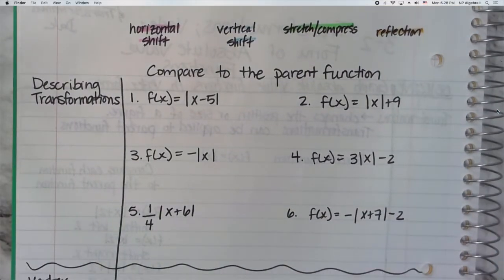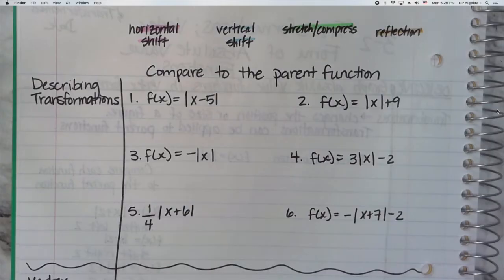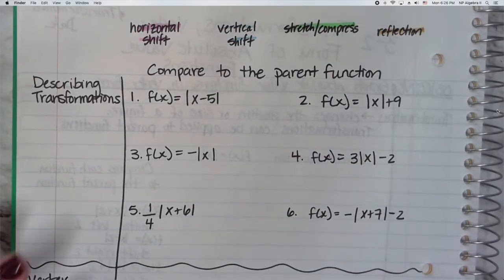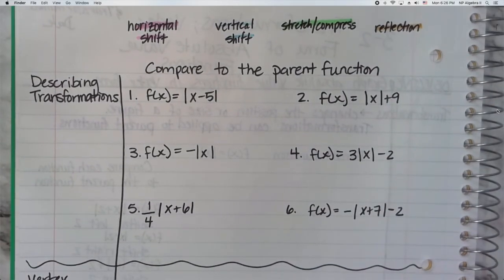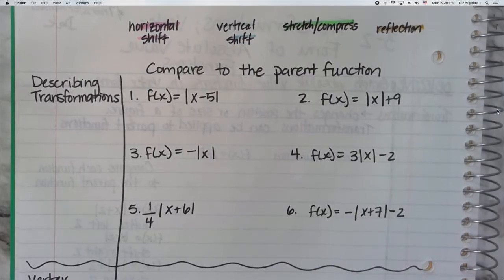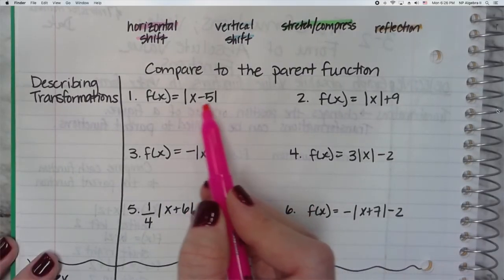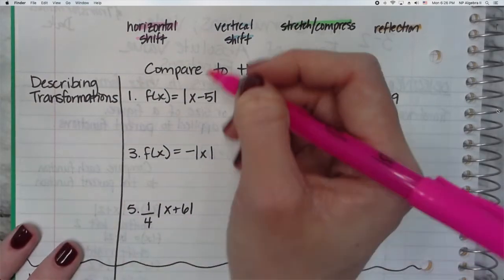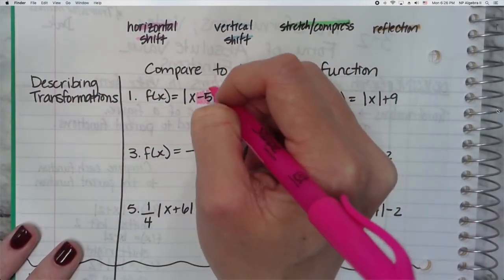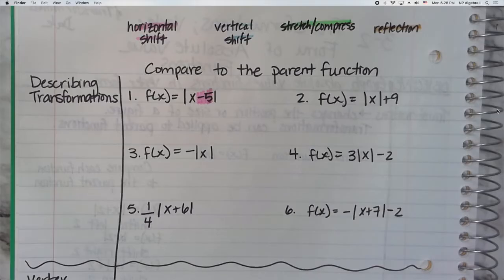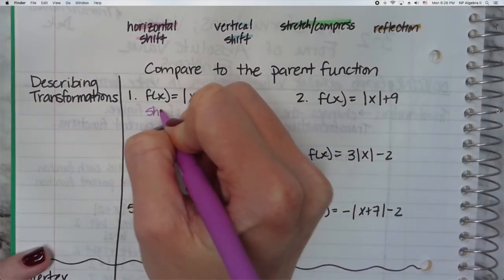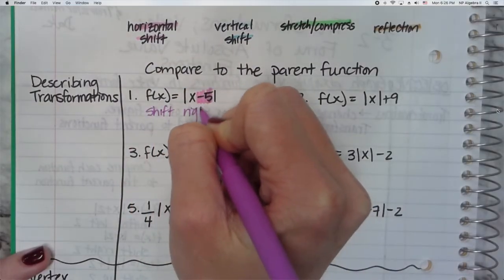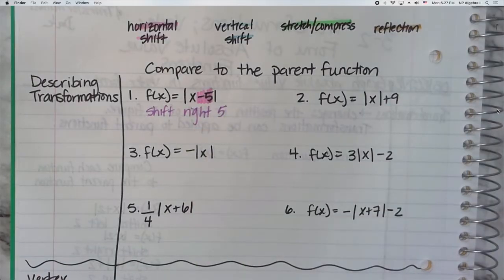All right, we have f of x is equal to absolute value of x minus 5. Comparing this to our parent function and looking at our transformation guides on the front. Okay, well, we have x minus h here, which is our horizontal shift. Remember, it's opposite h, so if it's negative, that's going to be shift to the right. Shift right 5. So we'll be specific on how many units we're shifting.